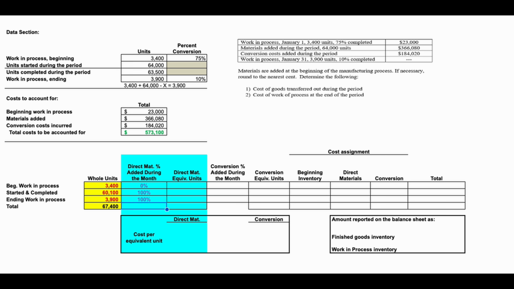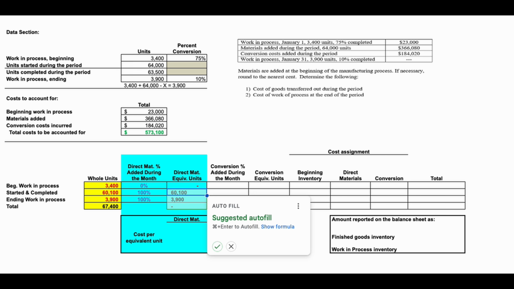So for both of them, the direct materials added are 100%. To come up with my direct material equivalent units is a pretty simple process. I take my whole units in yellow. I'm going to multiply that by my direct material percentage added during the month, which for beginning work in process is nothing. So we end up with nothing.